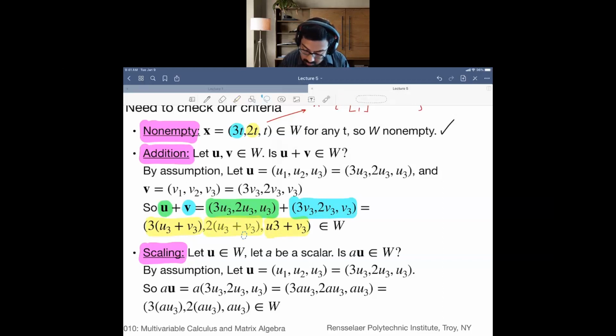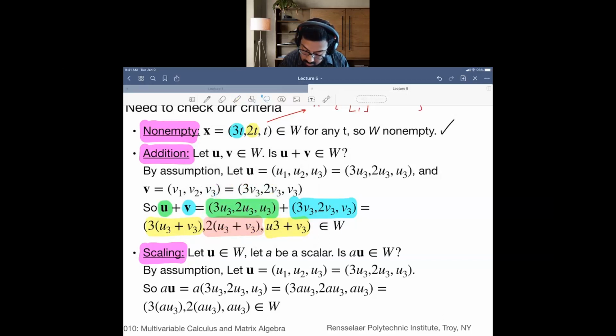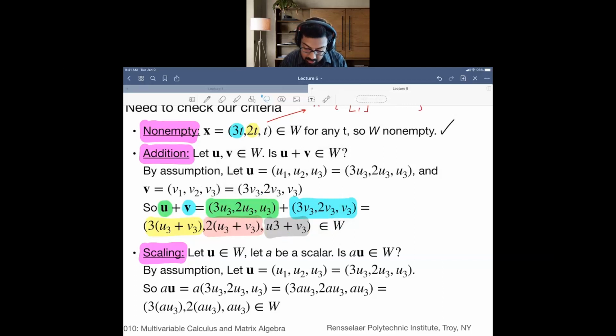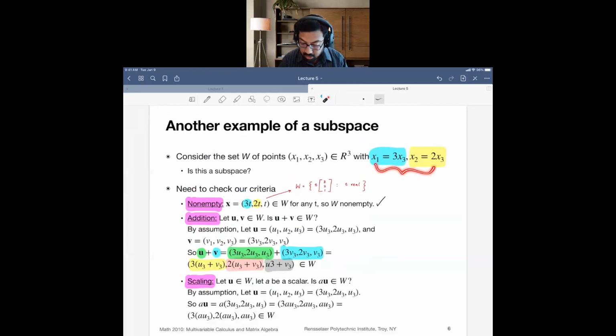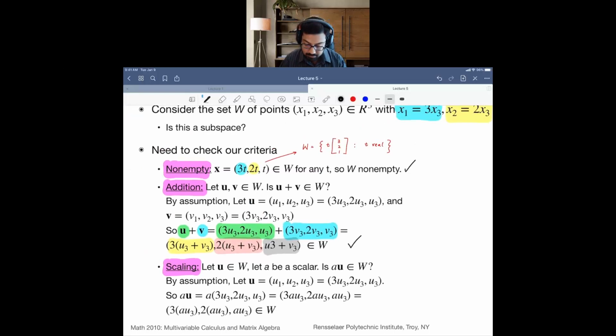So these three are my three values, and you can clearly see that the first one turned out to be 3 times the last one, second one turned out to be 2 times the last one, which means that it satisfied this criteria, essentially indicating that this belongs to the subspace W. So this is also a check. So it is non-empty and it is closed with addition.